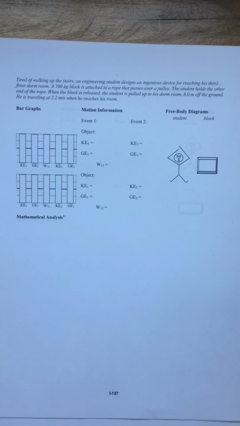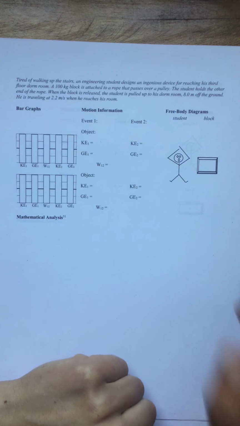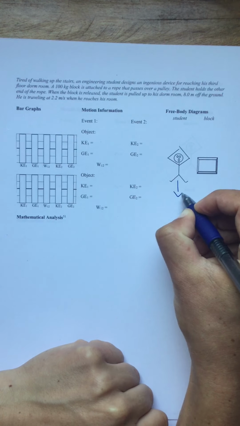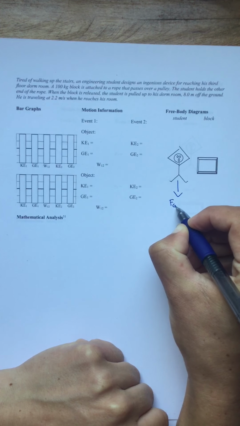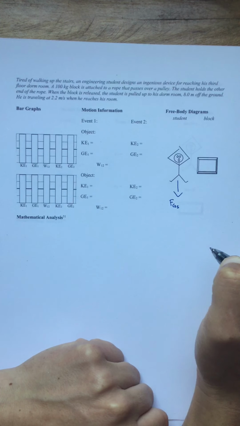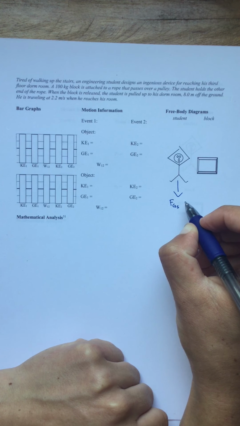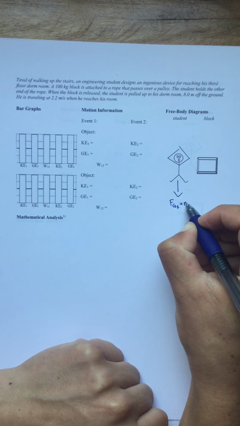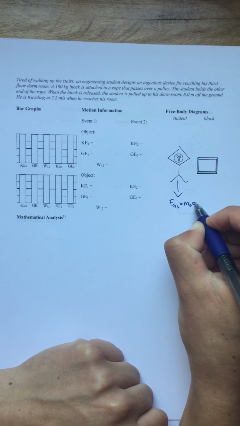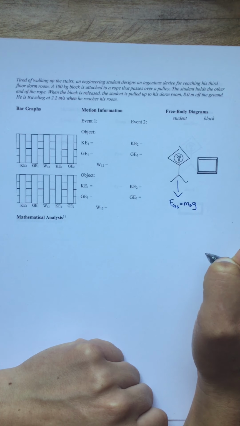So, we saw a problem which was similar to this in the dynamics section, but in this section we're going to use conservation laws to solve the problem. So, we have to start off doing the free body diagram. I have the force of gravity for the student acting downwards. That is equal to the mass of the student, which we are not given, so we're just going to call that ms times g.